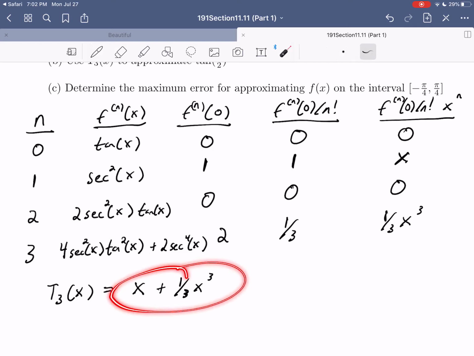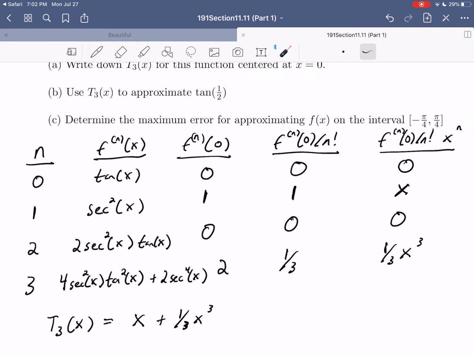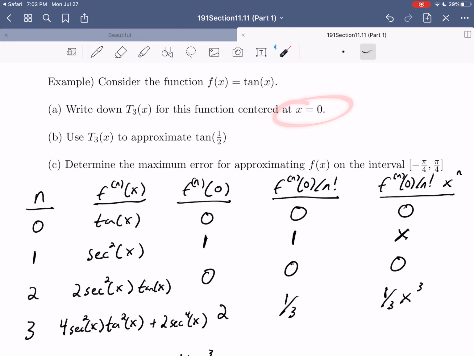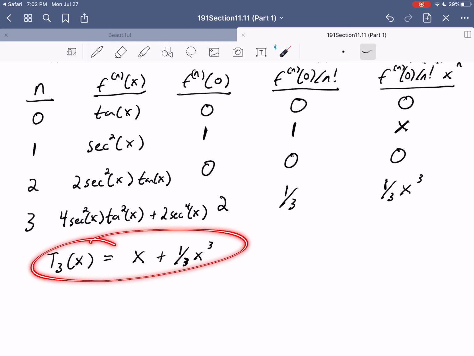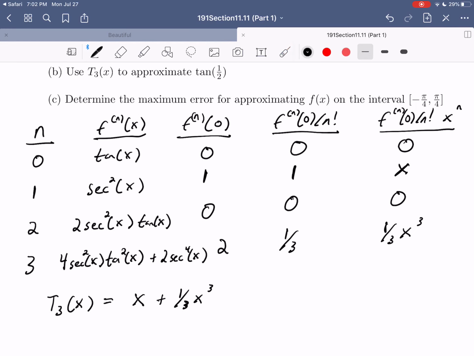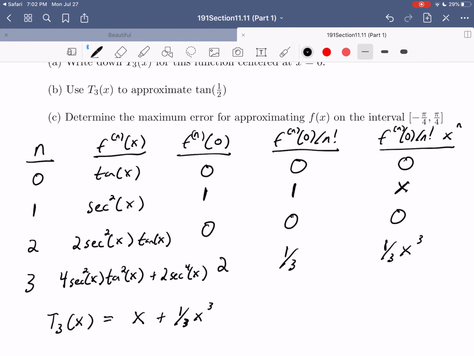We should not be shocked to see that we only got these odd terms. Remember, we're working around x equals 0, and tangent is an odd function. Right? Tan of negative x is the same as negative tangent of x. So it makes sense that we're only getting those odd exponents. Anytime you're centered at 0, that even-odd geometric definition fits the even-odd that we get as the exponents here. So we got T3. Okay, so let's use T3 to do an approximation then.